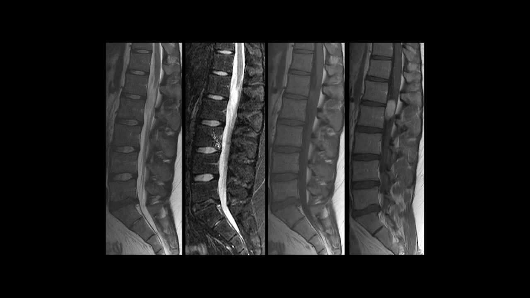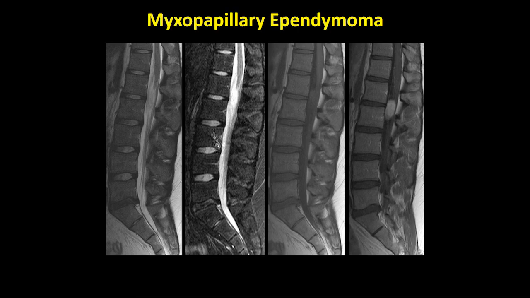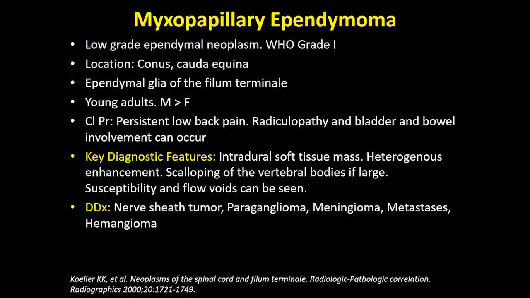Whenever you see an enhancing lesion like seen here in and around the conus, if it is solitary, number one diagnosis that you will entertain will be that of a Myxopapillary Ependymoma. It is a low-grade ependymal neoplasm, WHO grade 1, likes to live in and around the conus and the cauda equina because it arises from the ependymal glia of the filum terminale. Differential diagnosis: nerve sheath tumor, meningioma, paraganglioma, metastasis, and of course hemangioma.